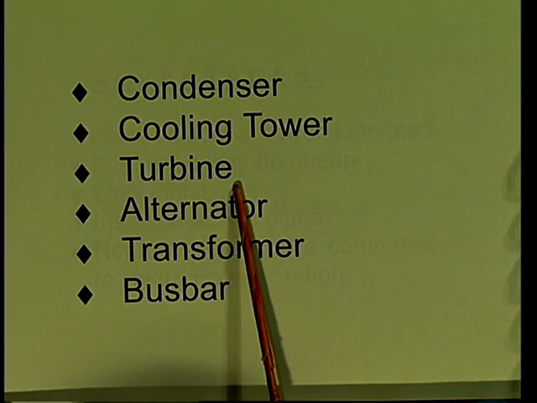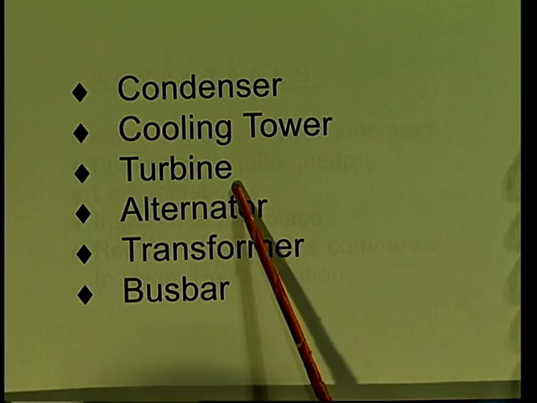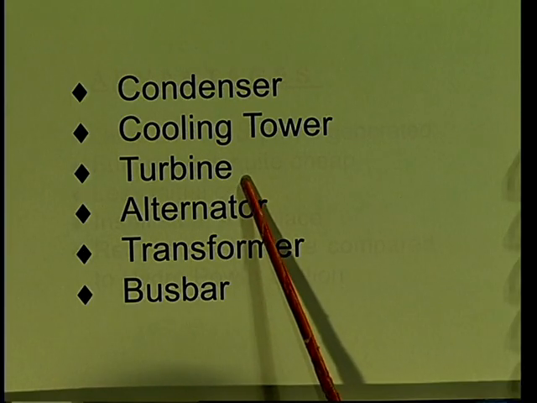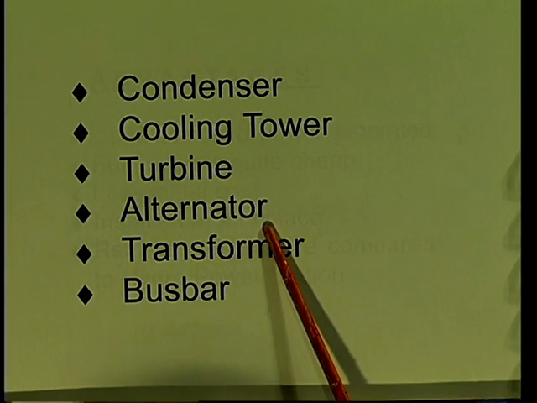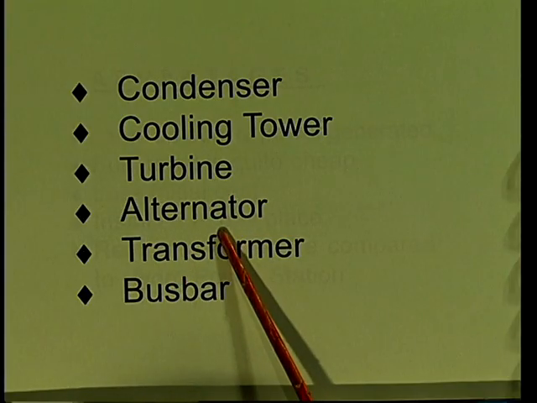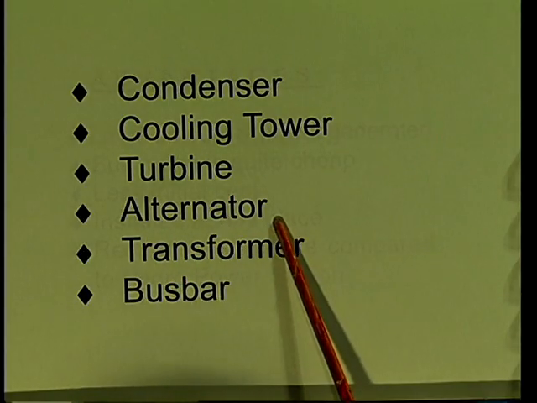Then turbine, which is the main unit in the power station, which converts the steam energy into mechanical energy. Then alternator, which converts the mechanical energy into electrical energy.